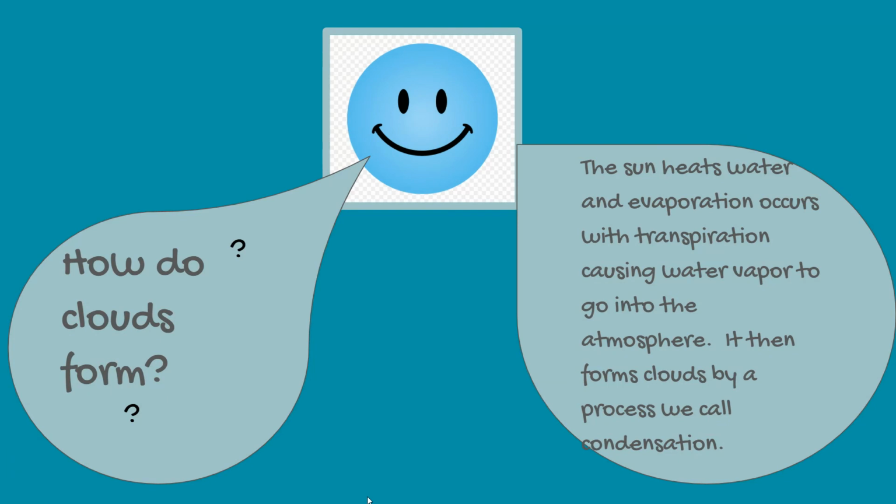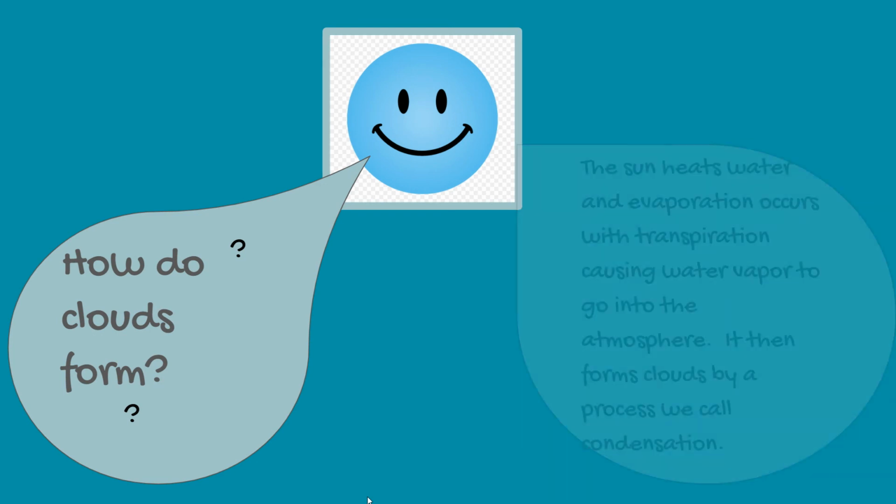So clouds form. The sun heats water, and evaporation occurs with transpiration, causing water vapor to go into the atmosphere. It then forms clouds by a process we call condensation.